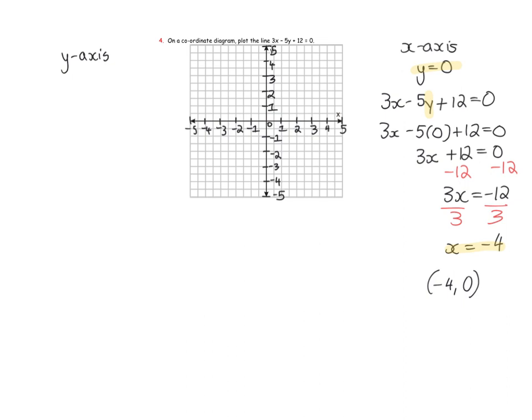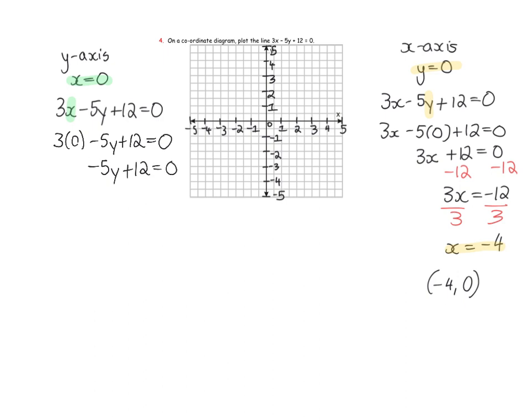When a graph cuts the y-axis, we know that x is equal to 0. Again, the next thing we do is write out the equation, so 3x minus 5y plus 12 is equal to 0. In this instance, x is equal to 0, so we're going to replace all the x's with 0. What we'll be left with is 3 times 0 minus 5y plus 12 is equal to 0. This then becomes minus 5y plus 12 is equal to 0.